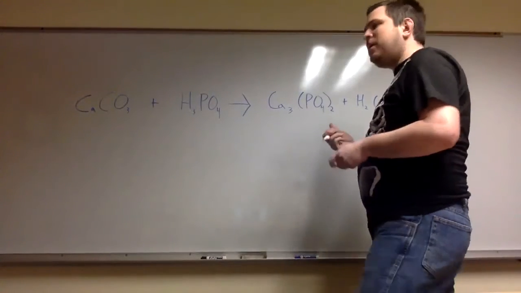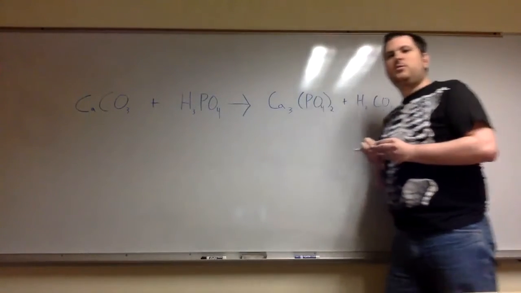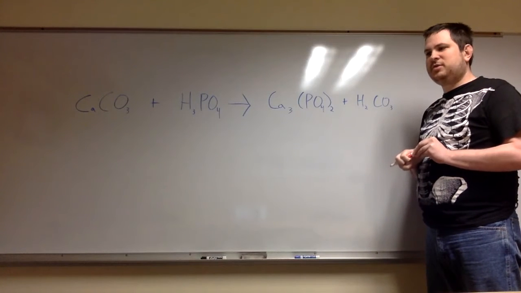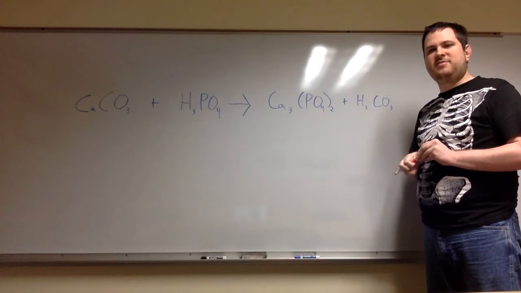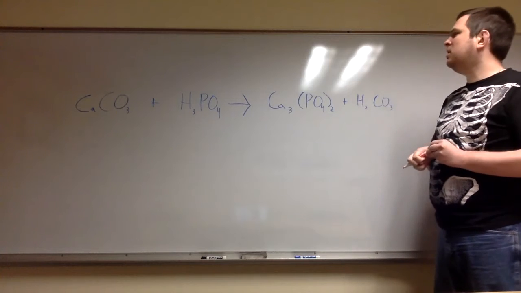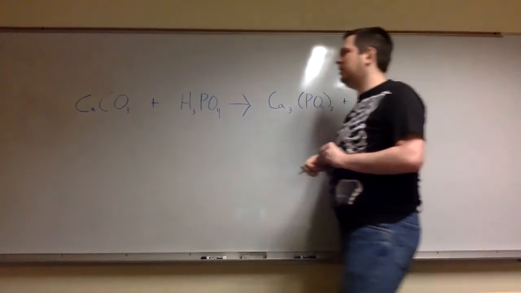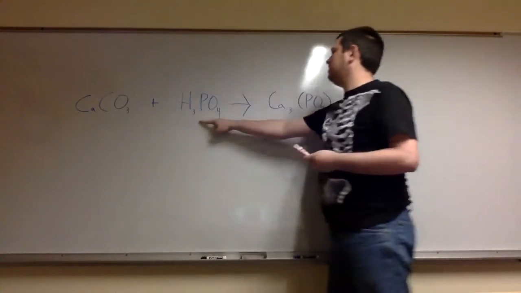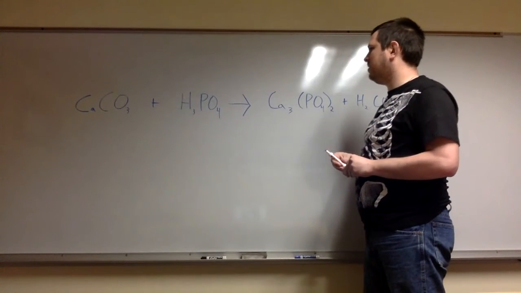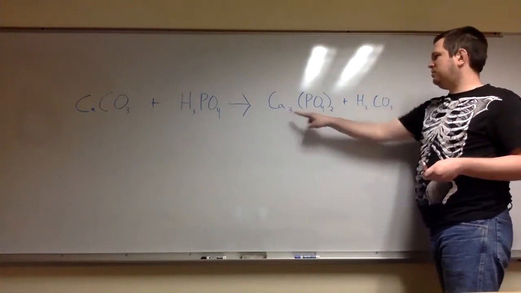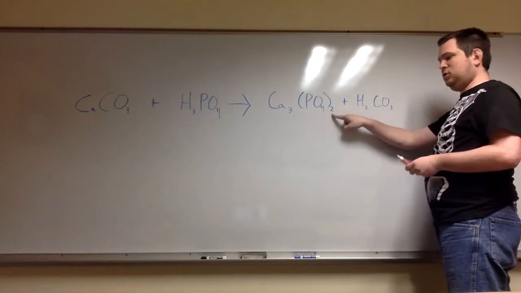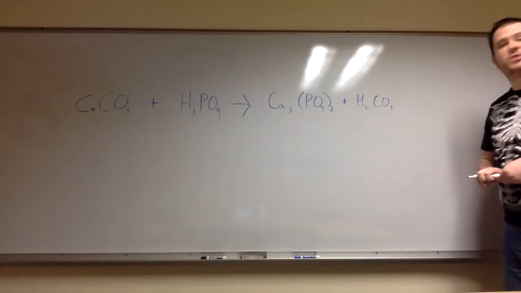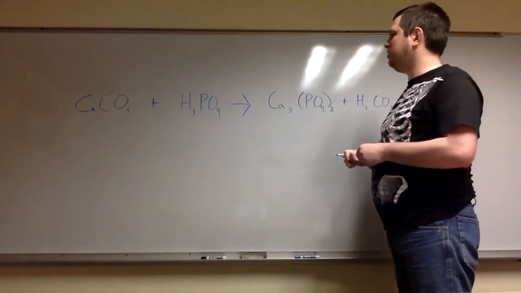Hello again. We have one final video that we still need to talk about because we're starting to get into the complicated stuff of balancing equations. So for this, we have CaCO3 plus H3PO4 yields Ca3(PO4)2 plus H2CO3. This looks really complicated to do.